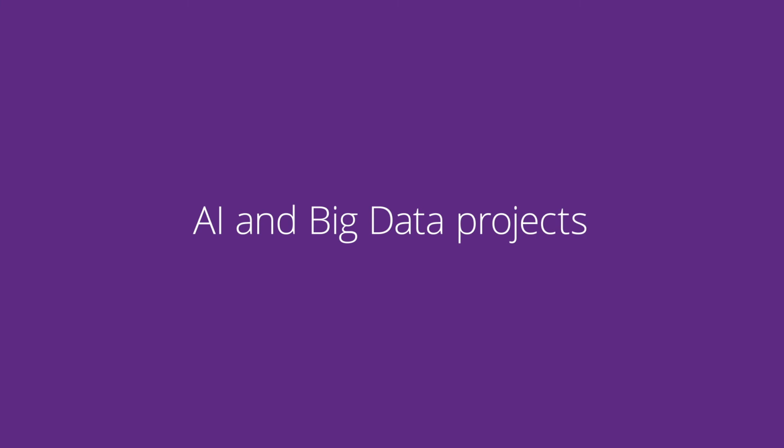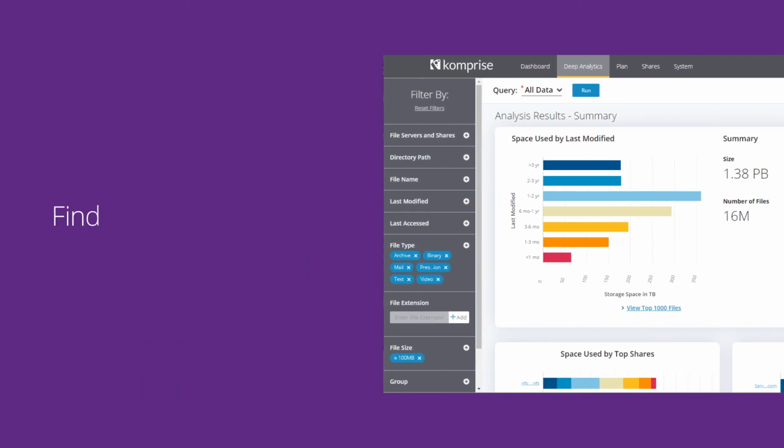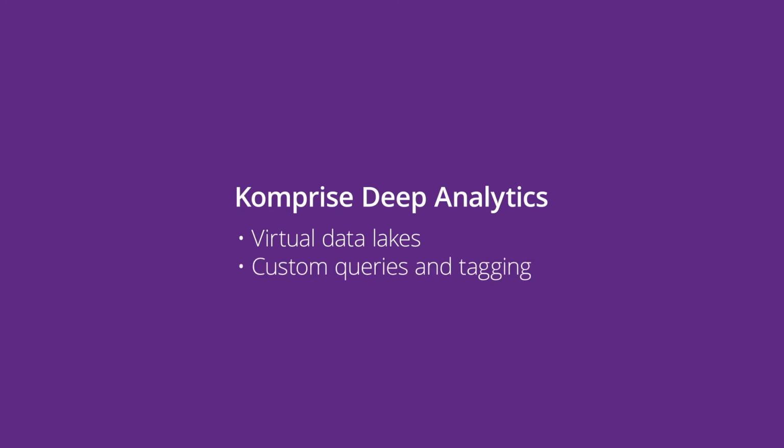Want to kickstart that AI or big data project? Komprise makes it easy to search across all your storage to find specific data fast. You can easily create a company-wide virtual data lake for custom queries and tagging.